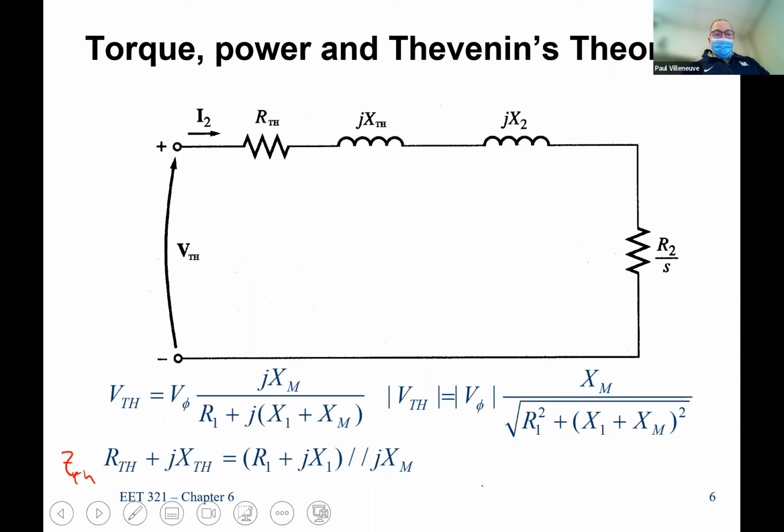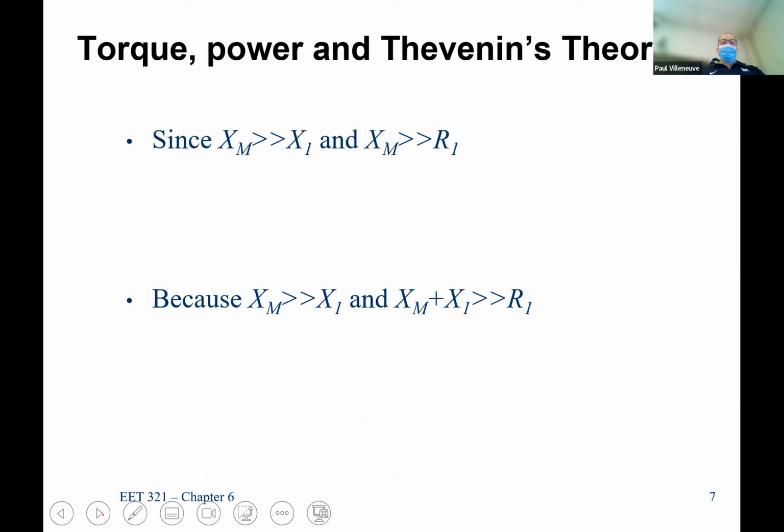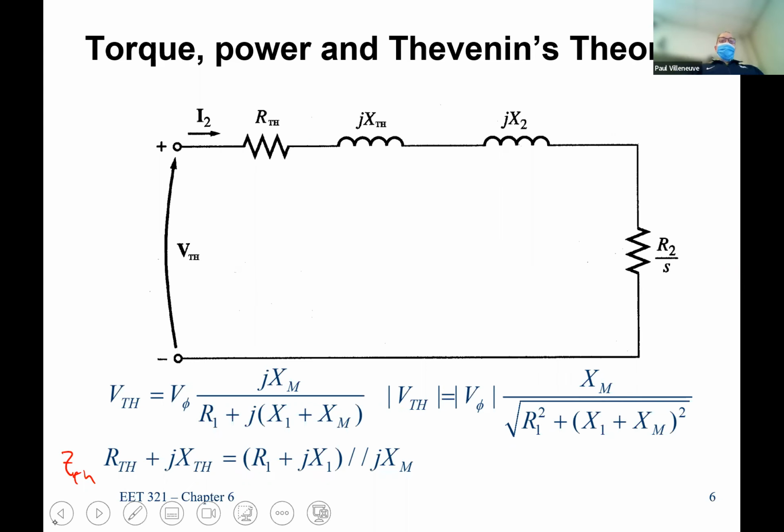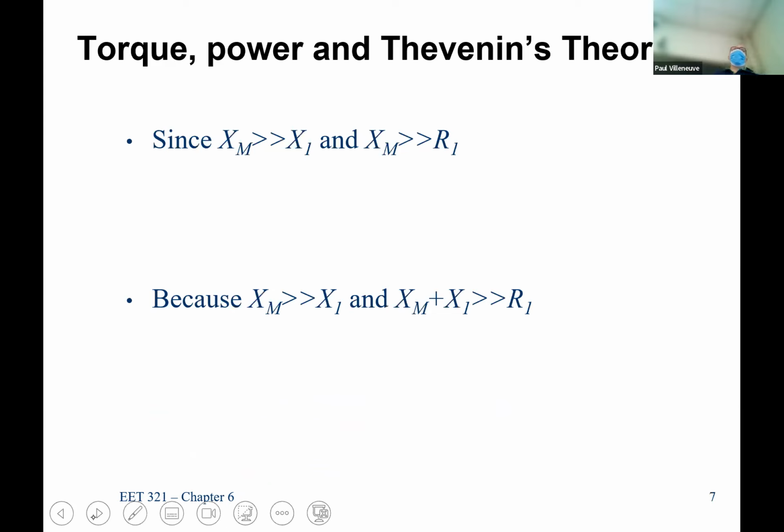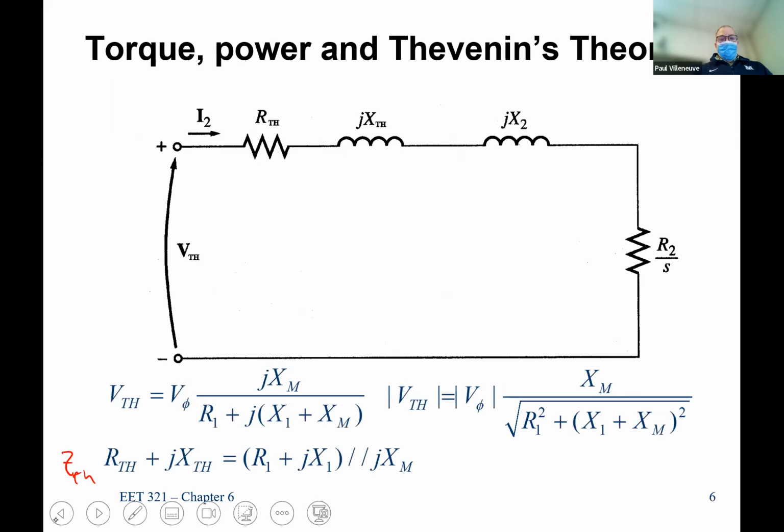So those are our magnitudes. All right, so this is where we have to start making some assumptions, because we have these two equations, which could be a lot of work to do some analysis. So let's try to simplify these down. And if you remember, my value of XM was much, much greater than X1, and was also much, much greater than R1.